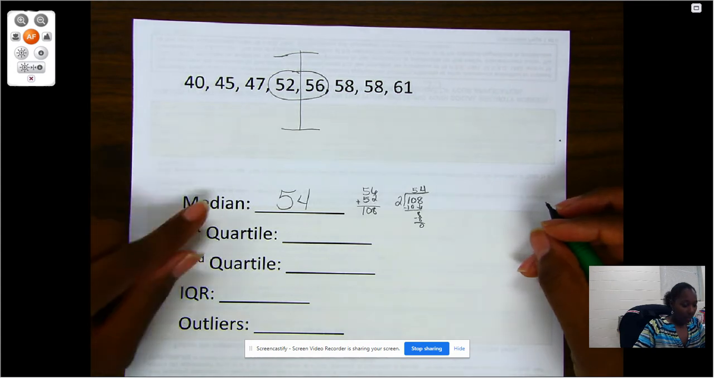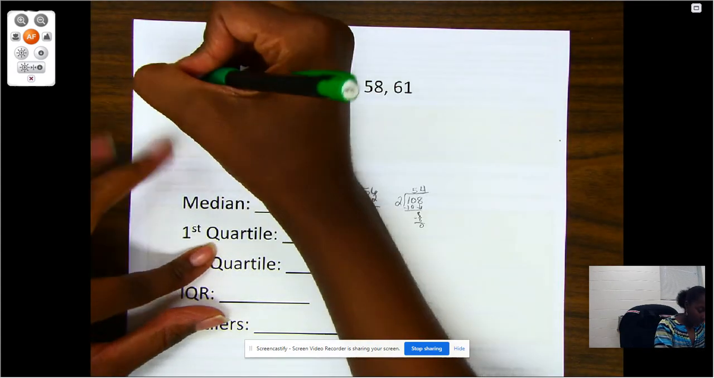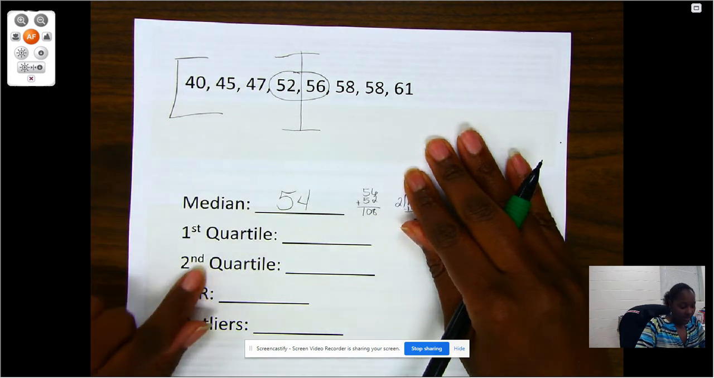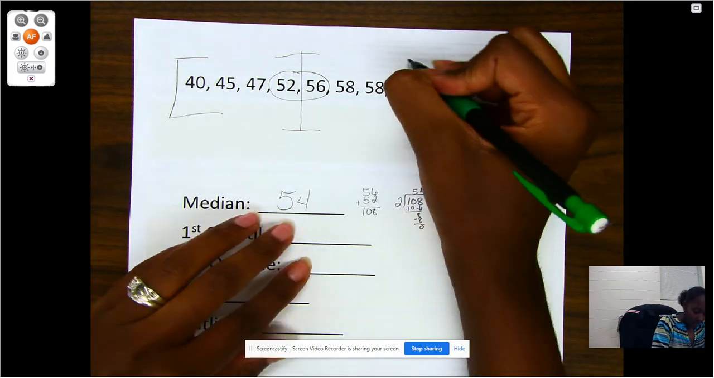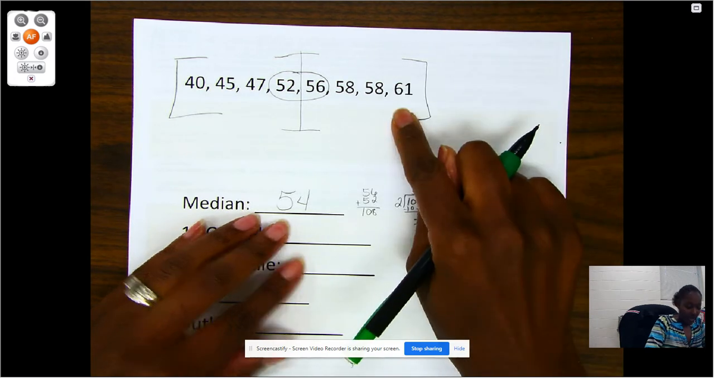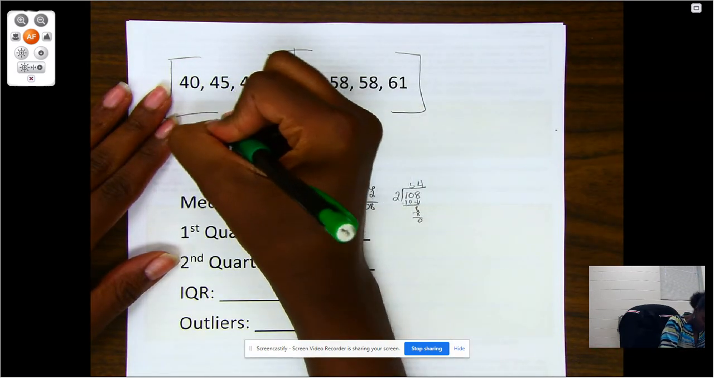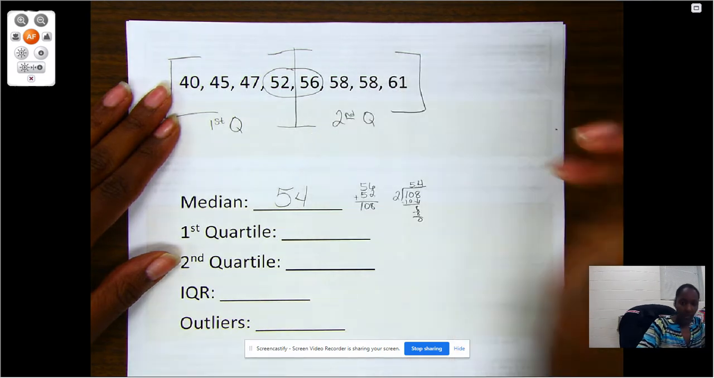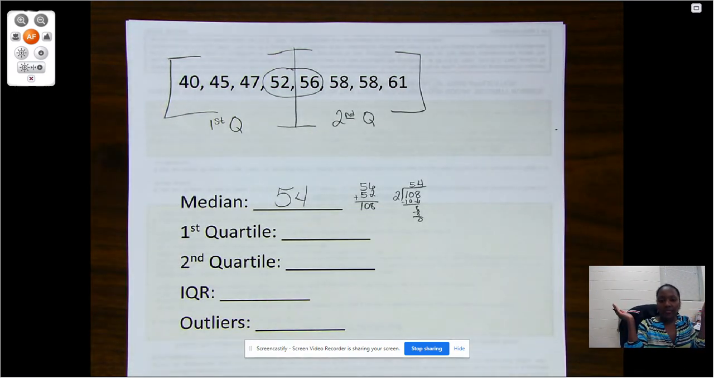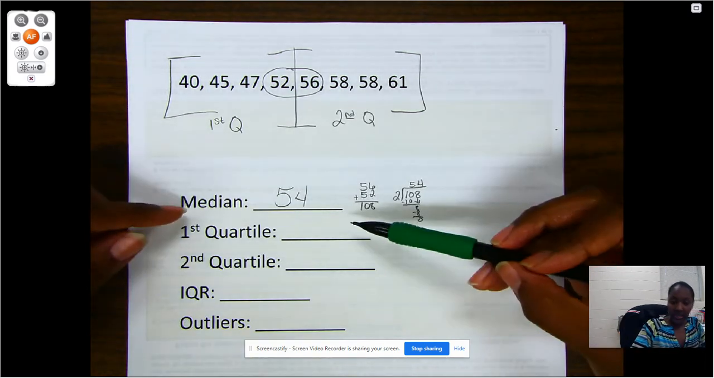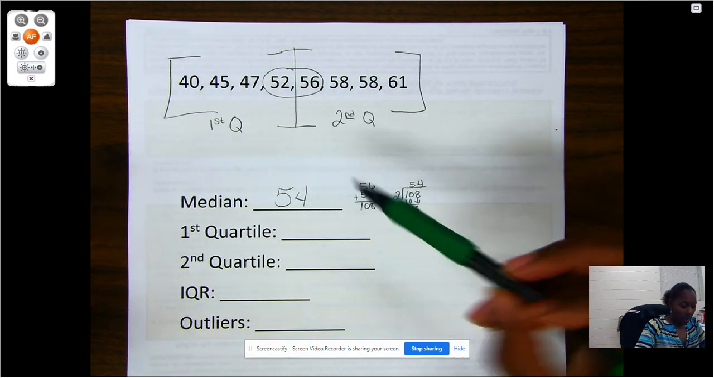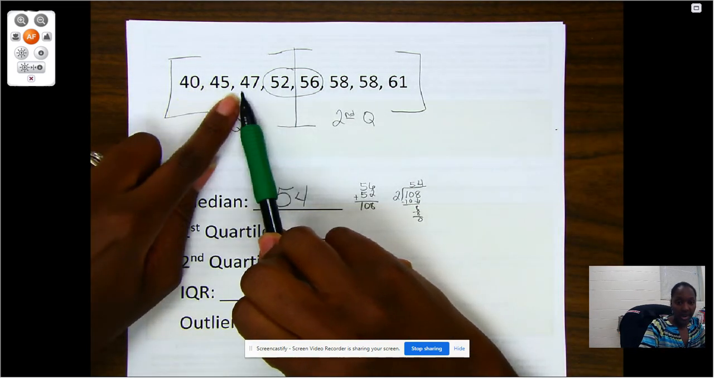All right, now the first quartile, believe it or not, is the first half of your data. The second quartile is the back end of your data. So I'm going to label that. First Q, second Q, okay? Now, Miss, how do we find this quartile? The same way we found the median. If you want to think about it this way, you're finding the middle, the middle, the middle. So let's find the middle of this data.